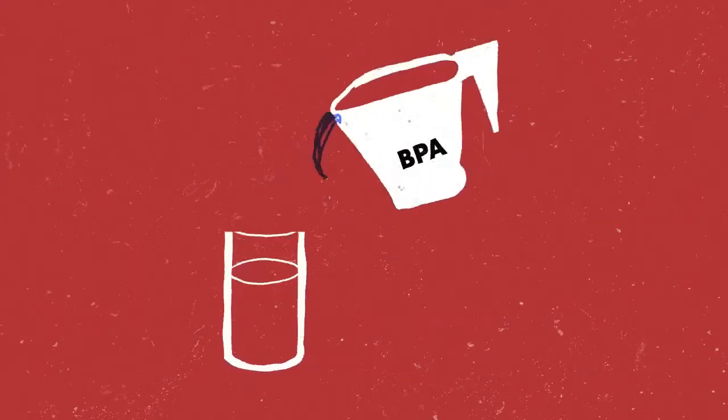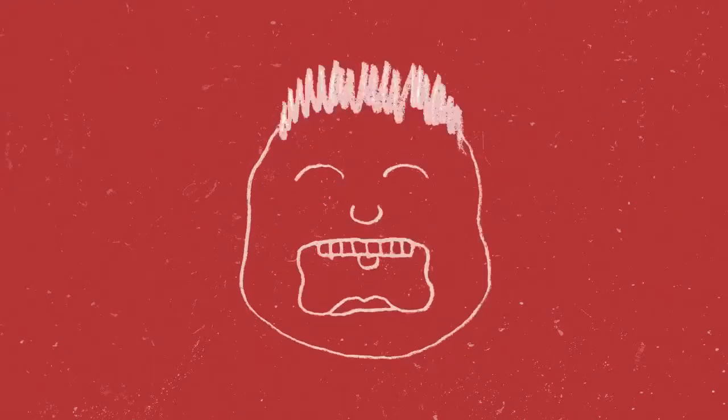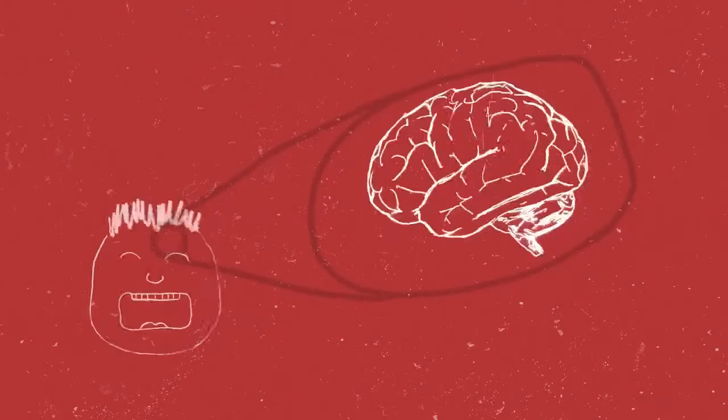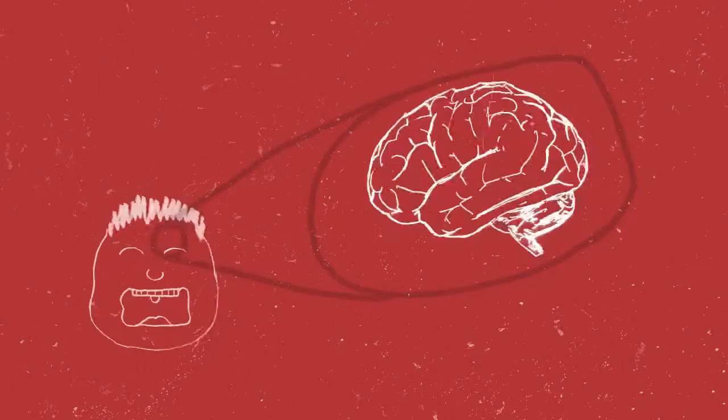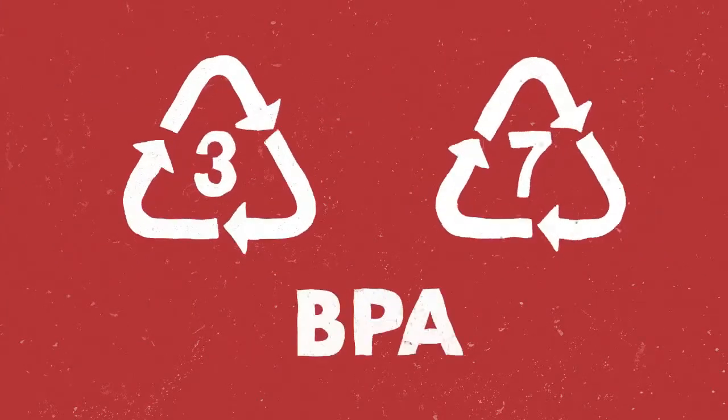BPA is a key element in the plastic making process. Now, here's the bad news. Studies have shown that BPA will damage the developing brain tissue in young children. Look for plastics with these symbols, as they contain BPA.